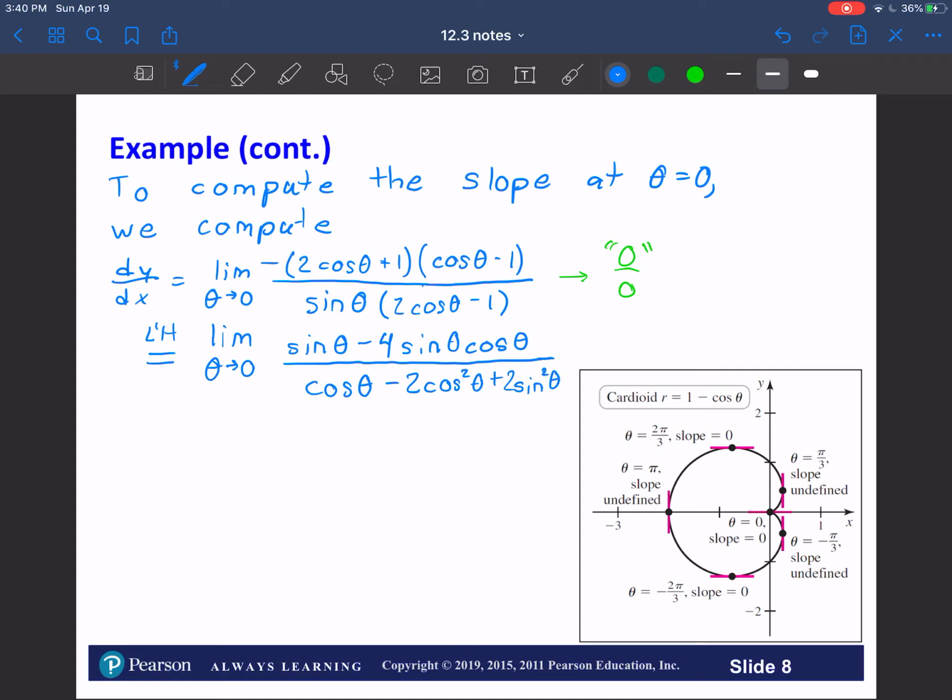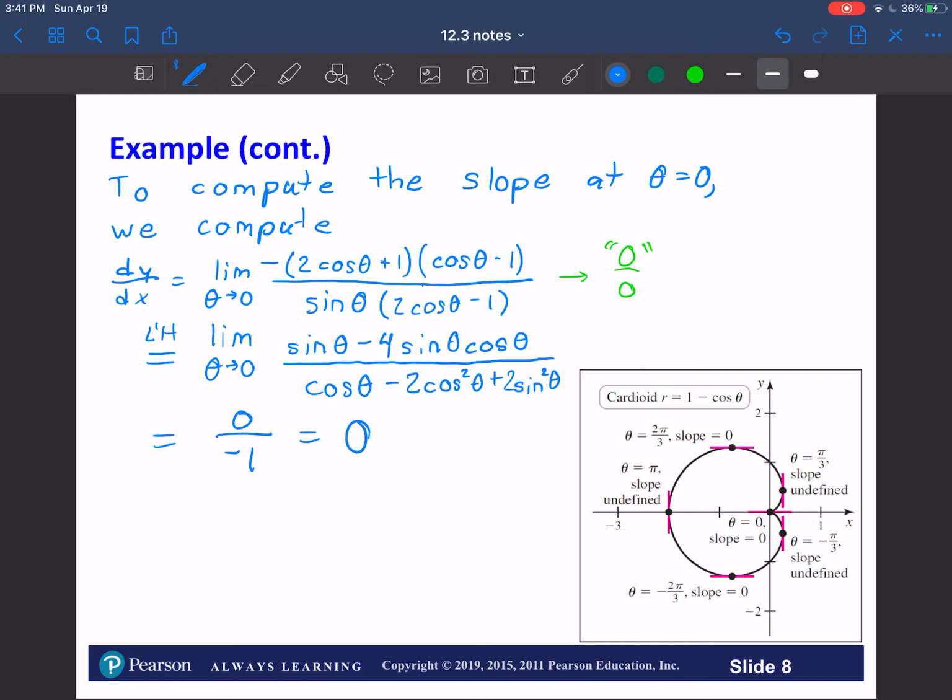And now, if we attempt to plug in 0, let's see what would happen. Sine of 0 is 0. This is 0, so on top we would just get 0. This is 1, and then we would get 1 minus 2 plus 2, or sorry, plus 0, because this is 0. So we get 1 minus 2 plus 0, which gives us just 0 over negative 1, which of course is just 0. That is not an indeterminate form.